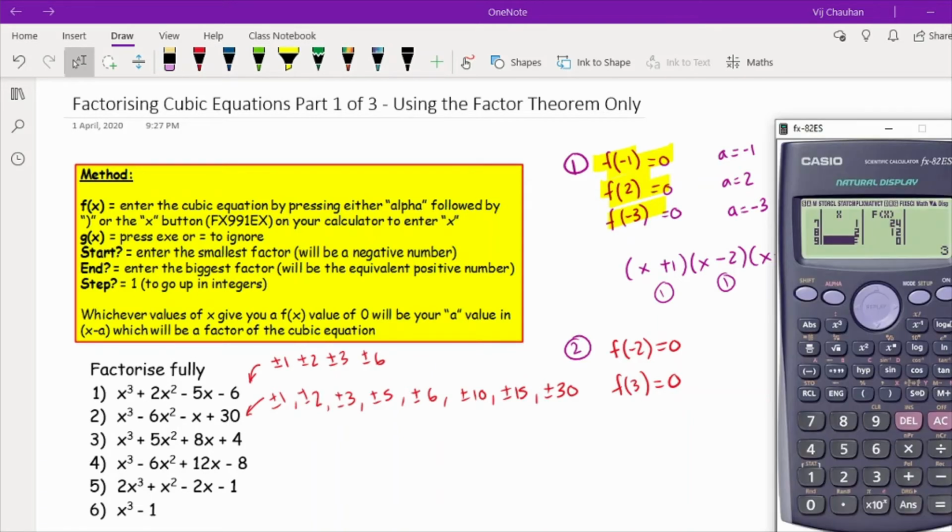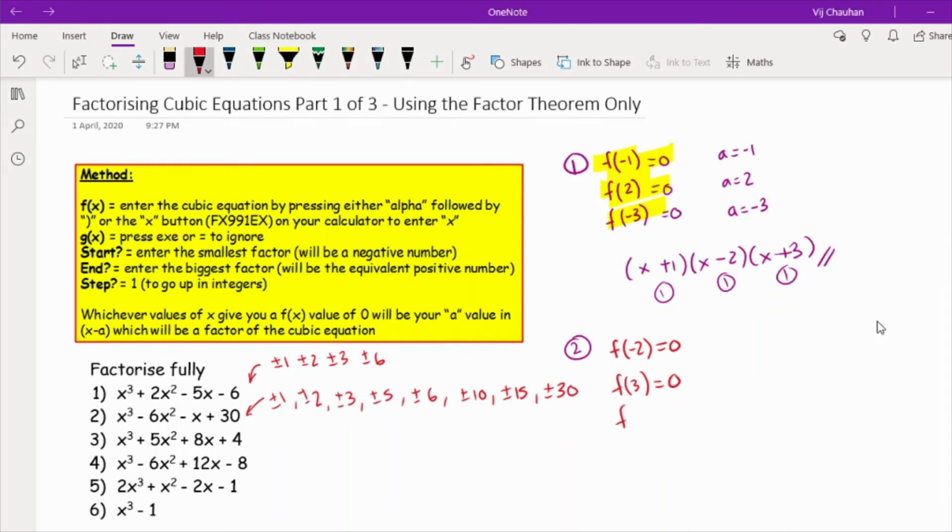and back to the calculator again, and I've got f of 5 equals 0. So what that basically means is that a is going to equal minus 2, a is going to equal 3, a is going to equal 5. So my 3 brackets are going to be x plus 2, x minus 3, x minus 5, and there I've factorised that particular question.